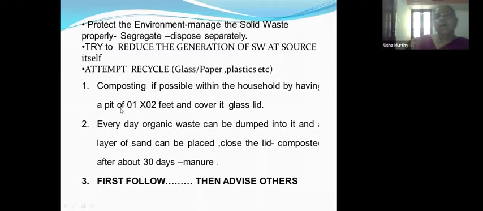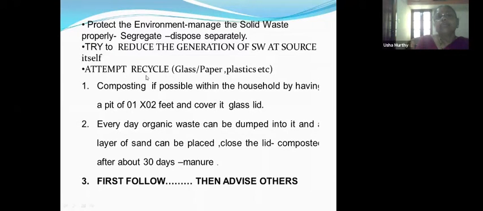See, the other is organic waste. Even it can be composted. Composting, if possible, within the household itself by having a pit in their garden or compound. A pit of about 1 foot by 2 feet, with a depth of about one foot if they can, should be covered with a glass lid. Every day, whatever organic waste is generated in the house can be dumped into that, and a layer of sand can be placed and the lid closed. Just leave it for about 30 days. In 30 days, you get the manure. So this is one way.